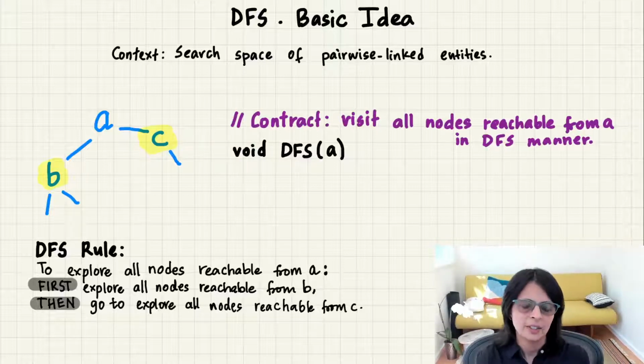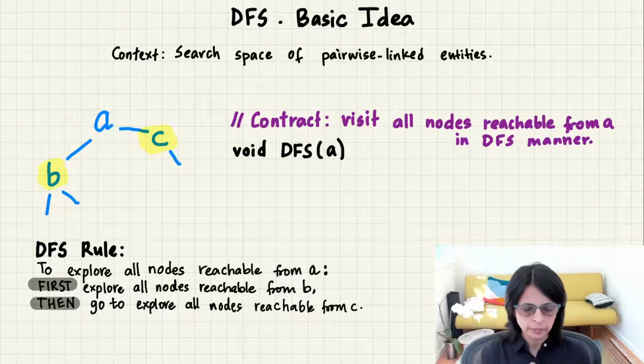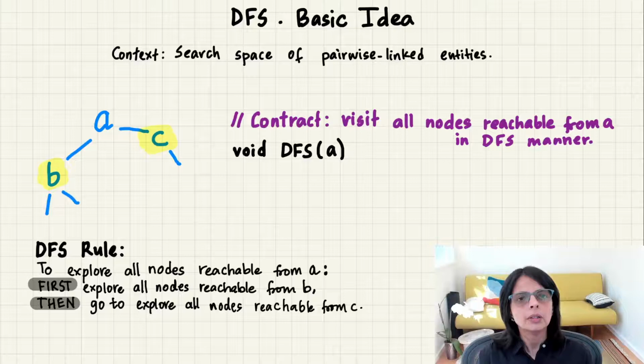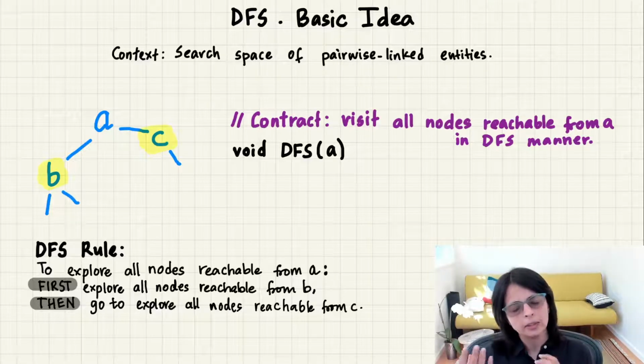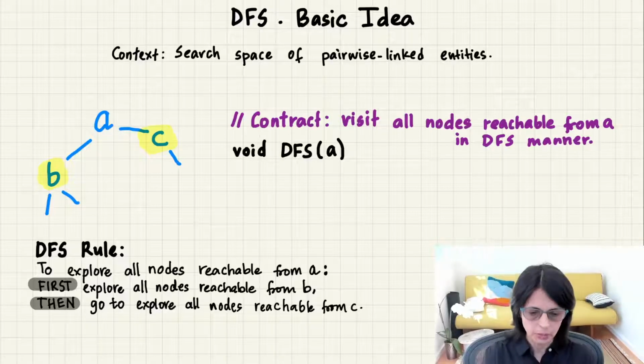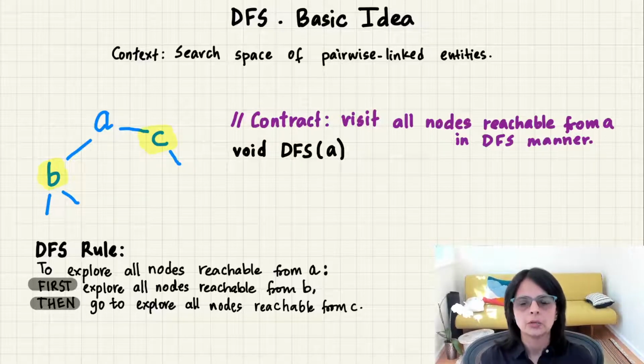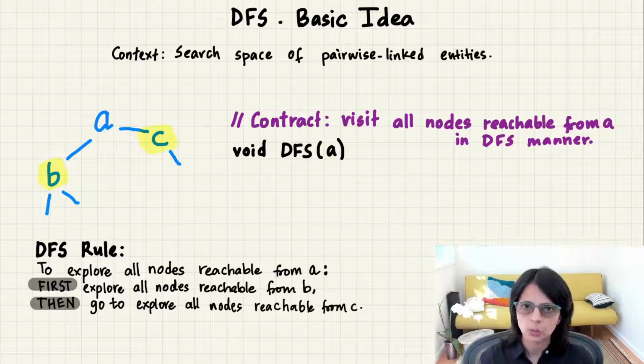So sliding right in to DFS 101. What is the basic idea? We have a search space of distinct entities or nodes, and they have pairwise links called edges. What is the contract of depth first search? The contract is, well, depth first search, first of all, is defined on a given start node. So what would DFS on A mean in this particular example? The contract of DFS of A would be to visit all the nodes that are reachable from A in depth first search manner.